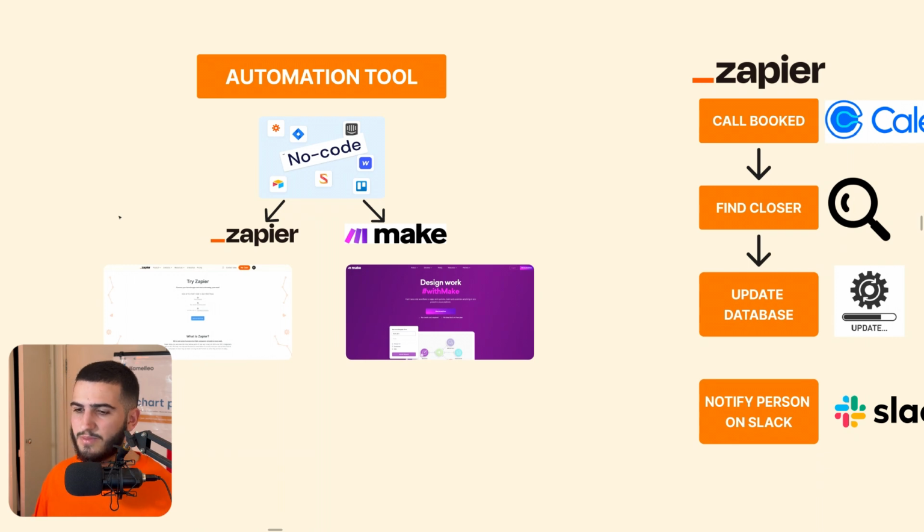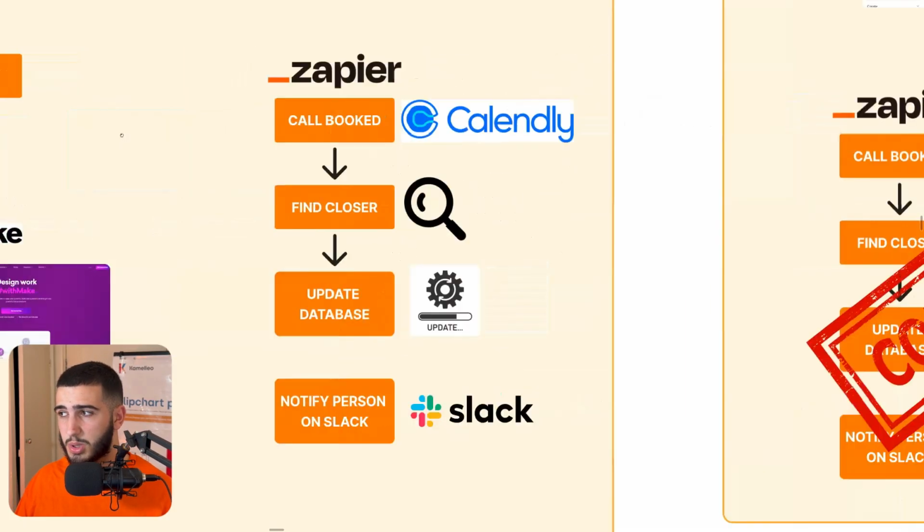I think Zapier is probably a bit easier to start off with. Make you can probably do a bit more, but it does have a kind of steeper learning curve. But honestly, guys, both of them have free trials, so sign up to either one of them. I'm not sponsored by any of them, so make your own choice.